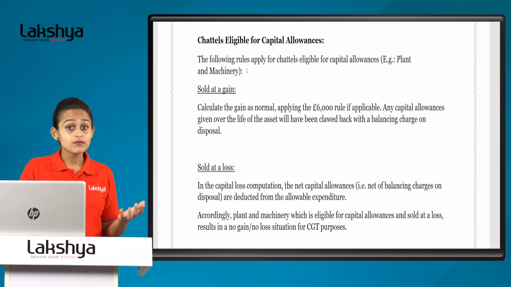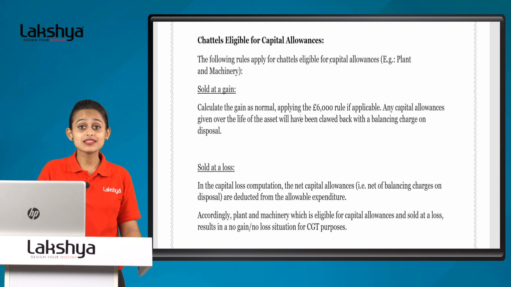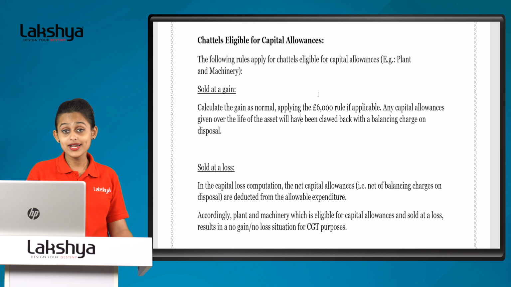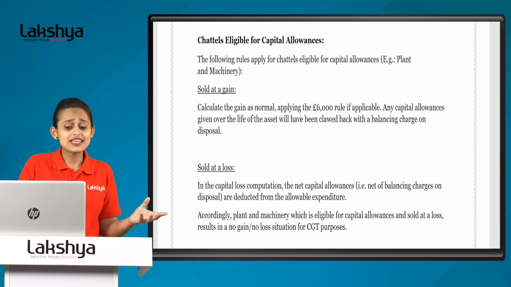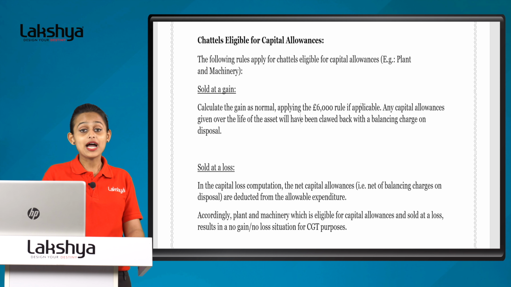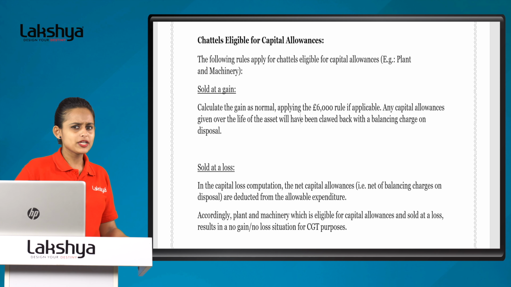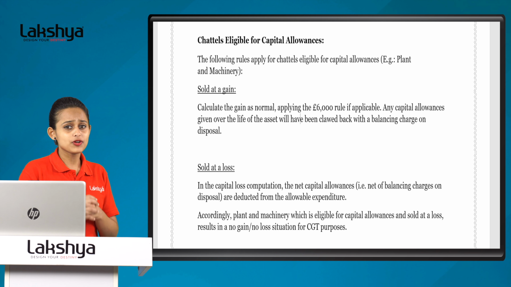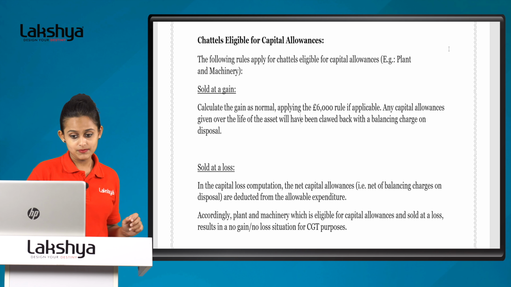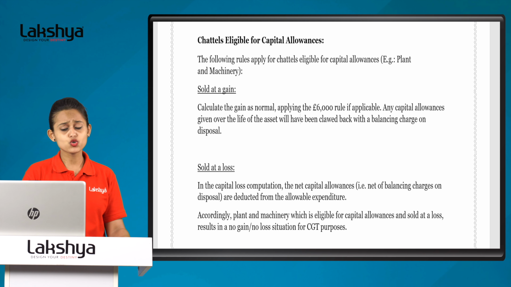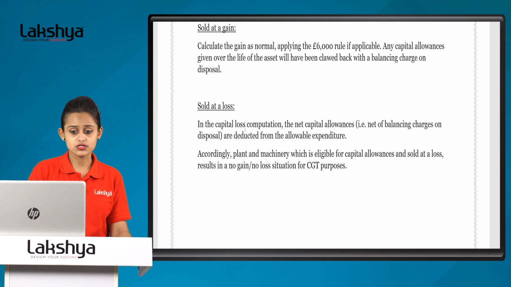So it says here, the following rules apply for chattels eligible for capital allowances. What are the rules? If it is sold at a gain, calculate the gain as normal, applying the 6,000 rule if applicable. So if a chattel eligible for capital allowance is being sold at a gain, we have to apply the 6,000 rule. That's clear, right? Now, what if it's sold at a loss? In the capital loss computation, the net capital allowance are deducted from the allowable expenditure.